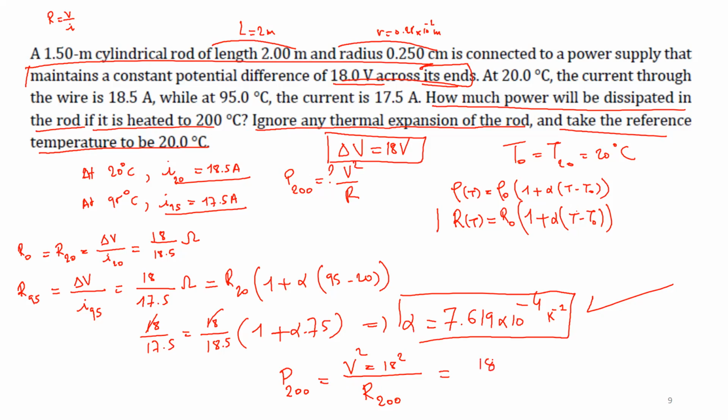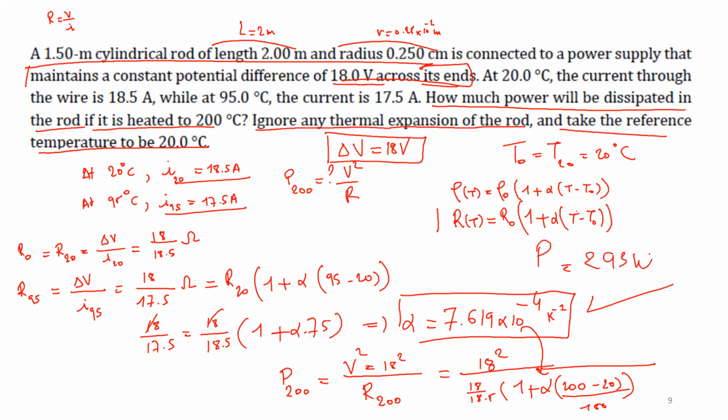So basically it will give you 18 square divided by, what's the R at 200 degrees Celsius? It will be R naught, which is 18 divided by 18.5, times 1 plus alpha. Now I know what alpha is, right? I just replace it by alpha. Now it will be, of course, 200 minus 20, which is 180. I know everything here, so you calculate your power dissipated at 200 degrees Celsius. If you do that, you get a power which is dissipated, which is 293 watt.